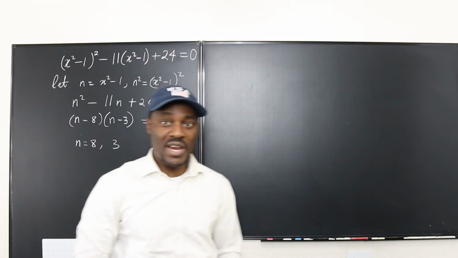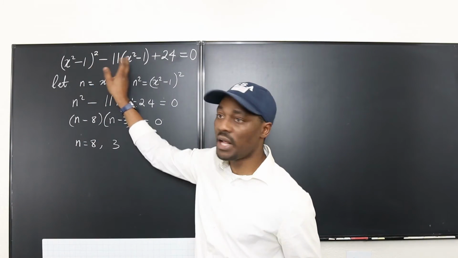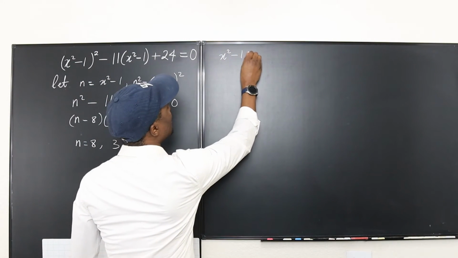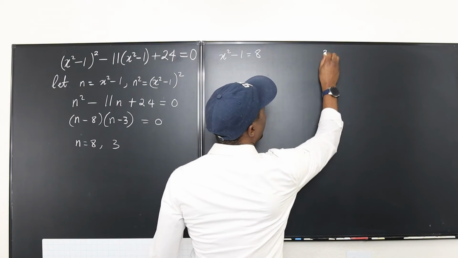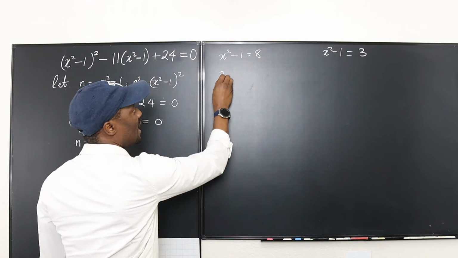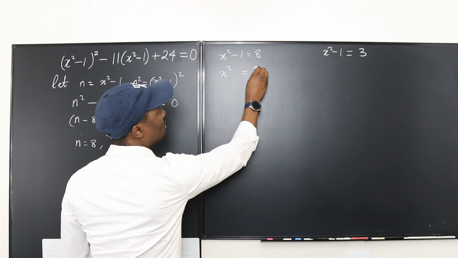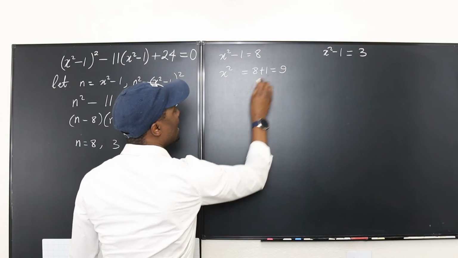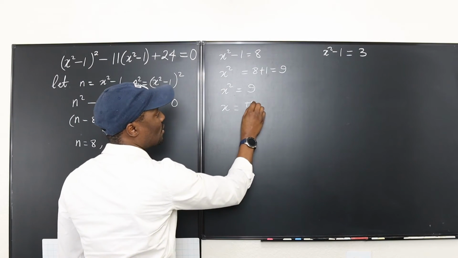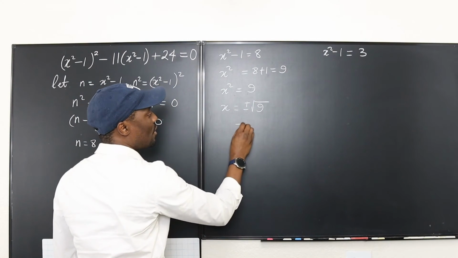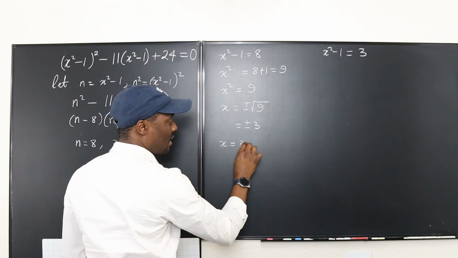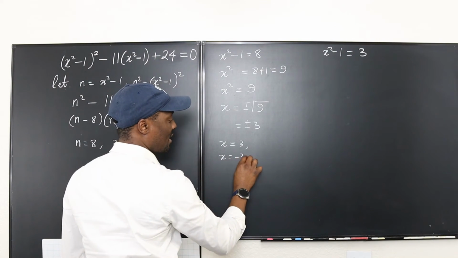And remember, our objective is not to get n, because n was not the question. The question was x. So x squared minus 1 equals 8, or x squared minus 1 is equal to 3. We're going to try and solve this. We say x squared will be equal to 8 plus 1, which is equal to 9. So we have x squared equals 9. And then x will be equal to plus or minus the square root of 9, which is plus or minus 3. So we end up with x equals 3 or x equals negative 3.